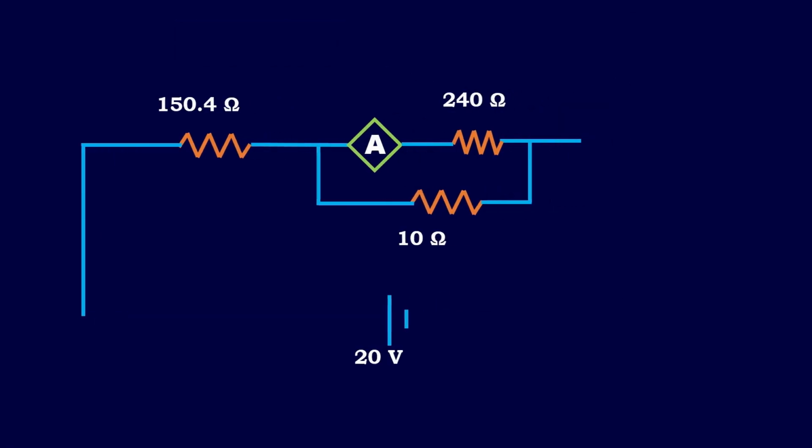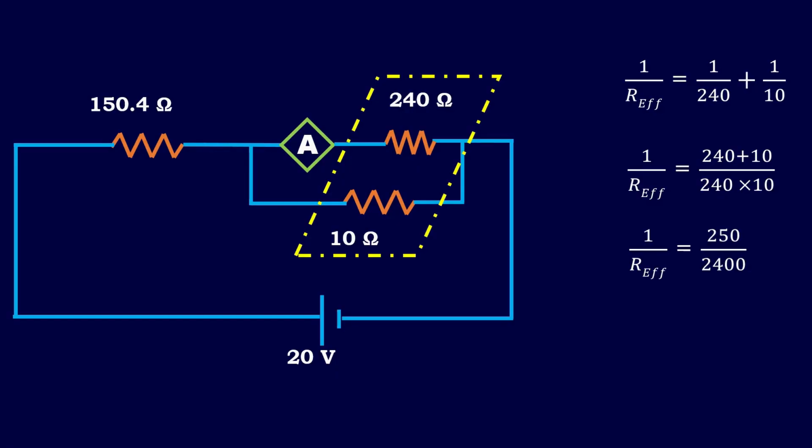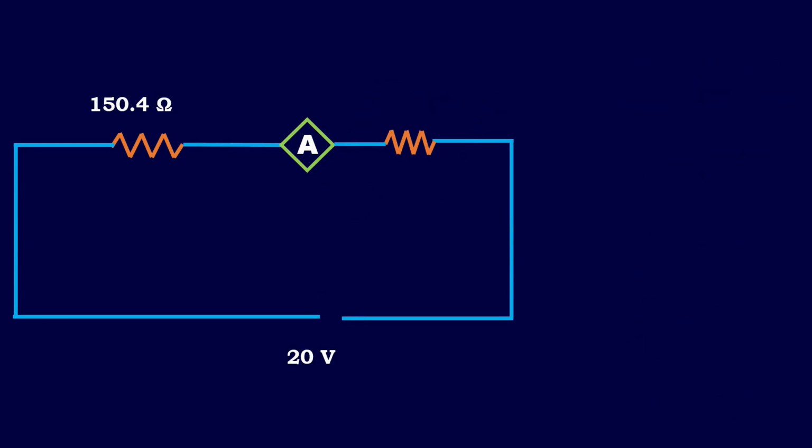Now, look at the circuit again. This leaves us with 2 resistors, 240 ohms and 10 ohms, connected in parallel. Let's solve this parallel combination. Using the standard formula for parallel resistance, we get an equivalent resistance of 9.6 ohms.